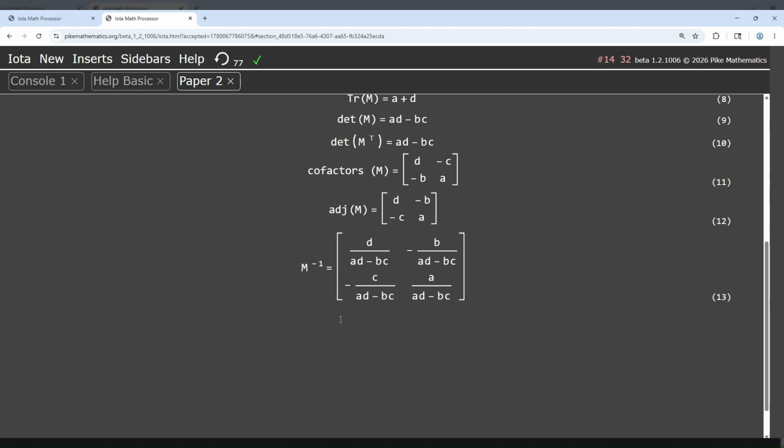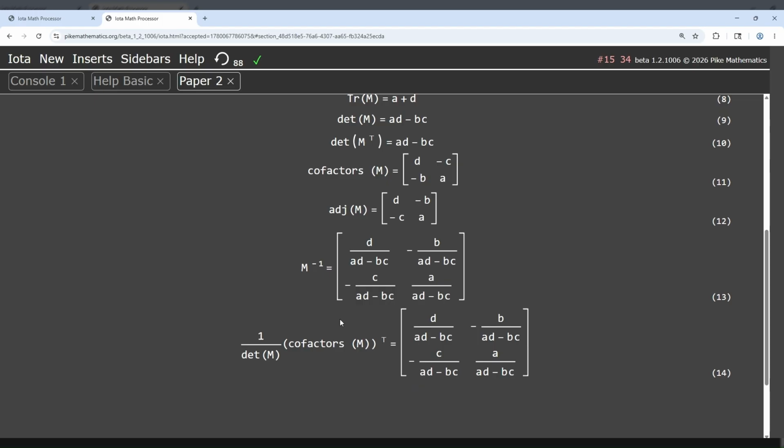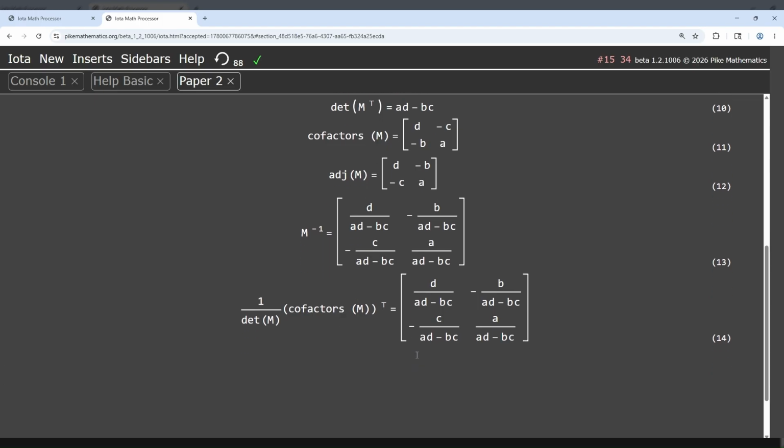it's basically this: 1 over the determinant times the transpose of the cofactors. There you go. You can compare these and see that they're identical. So 1 over the determinant times the transpose of the cofactors. That's how you get the inverse.